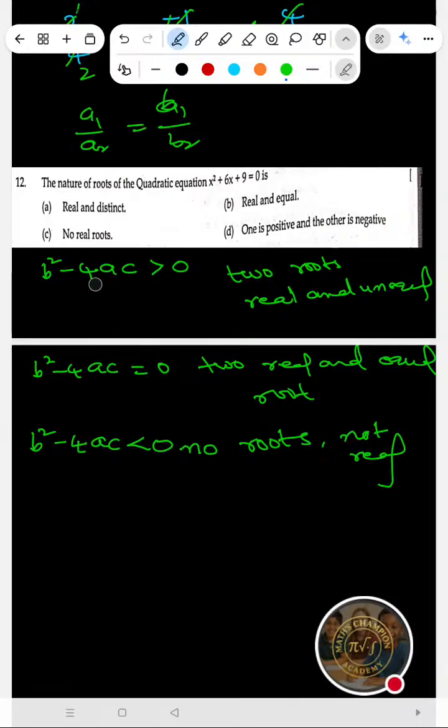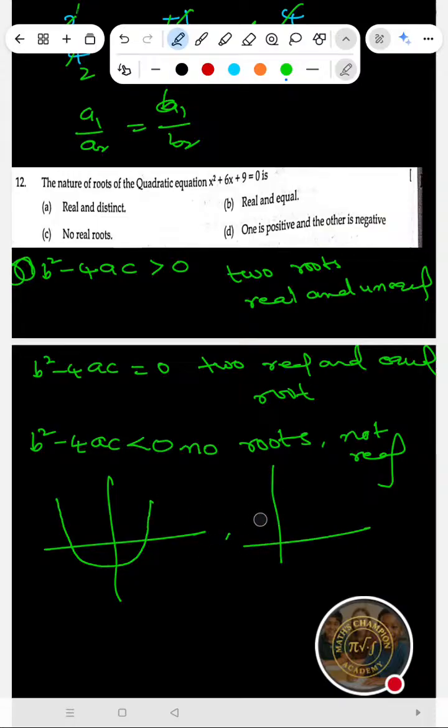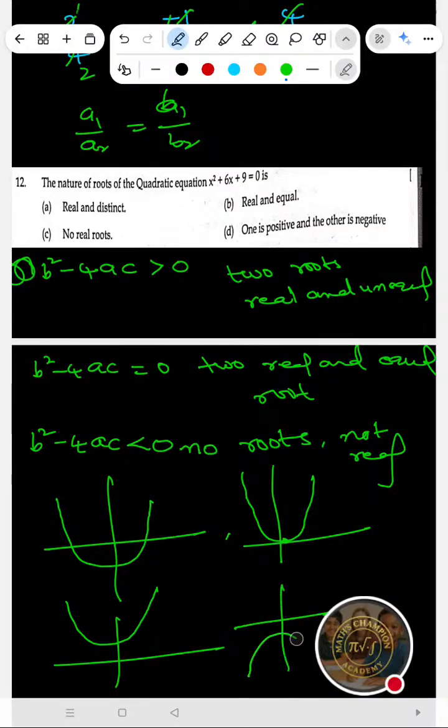So for these conditions, if you draw the first condition, the graph will be, here you are getting two real roots, means the graph is like this. For the second condition, it is two equal roots, means it touches the x-axis at only one point. For the third, it won't intersect the x-axis, either it will come upside or downside.